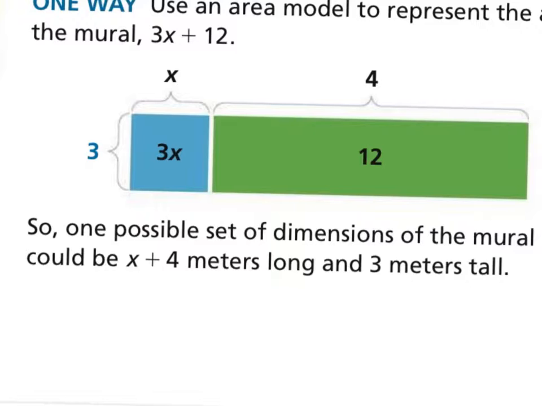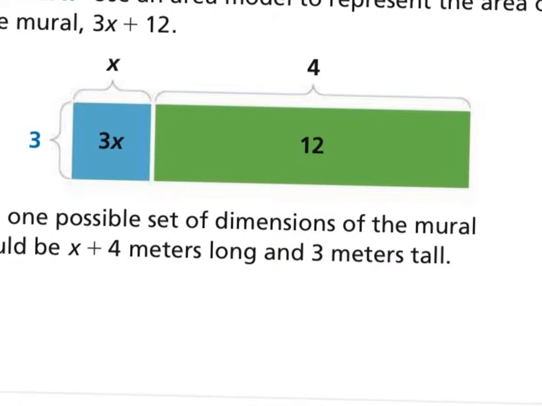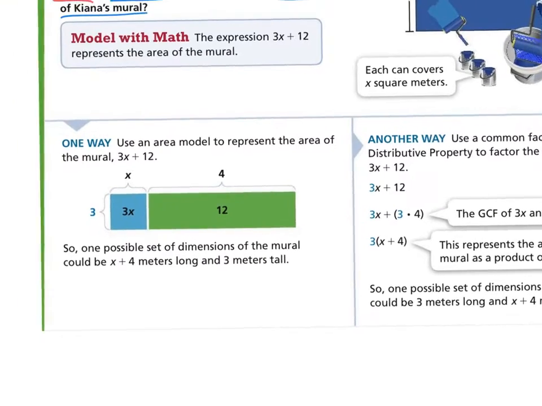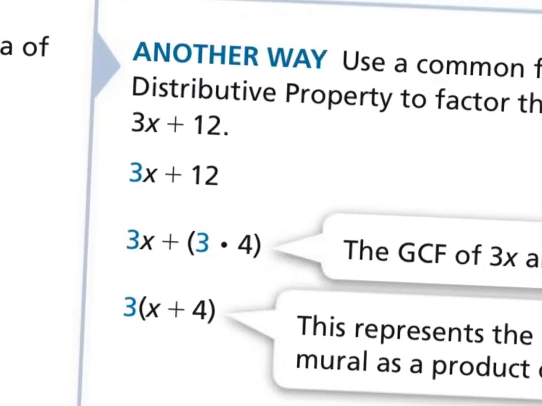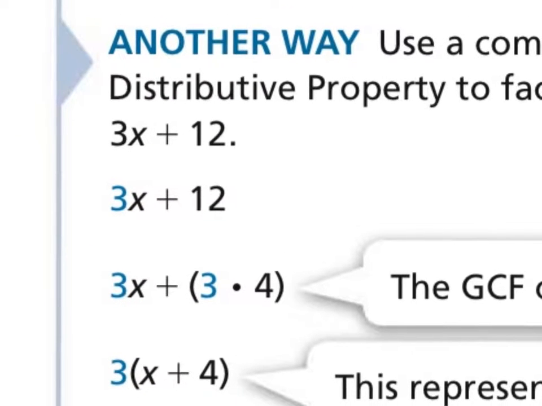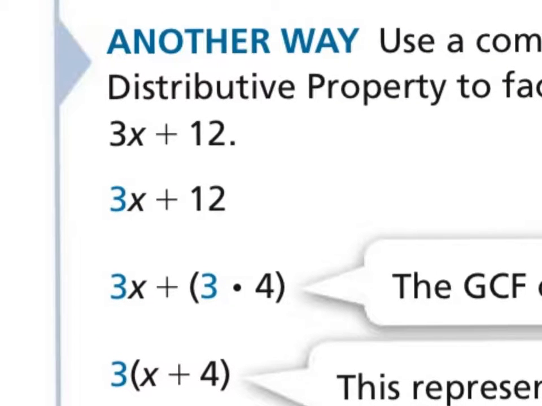And then the other part, we have a different size can that covered 12 square meters. So 12 square meters, that's represented by the green. Again, if you want to look at that, you can. I would probably start over here and just think about, with the 3 cans, we could cover 3X. The other one told us that we could cover 12 square meters. So 3X plus 12 would be the total area that we could cover. So what they're asking us to do is figure out possible length and height dimensions.